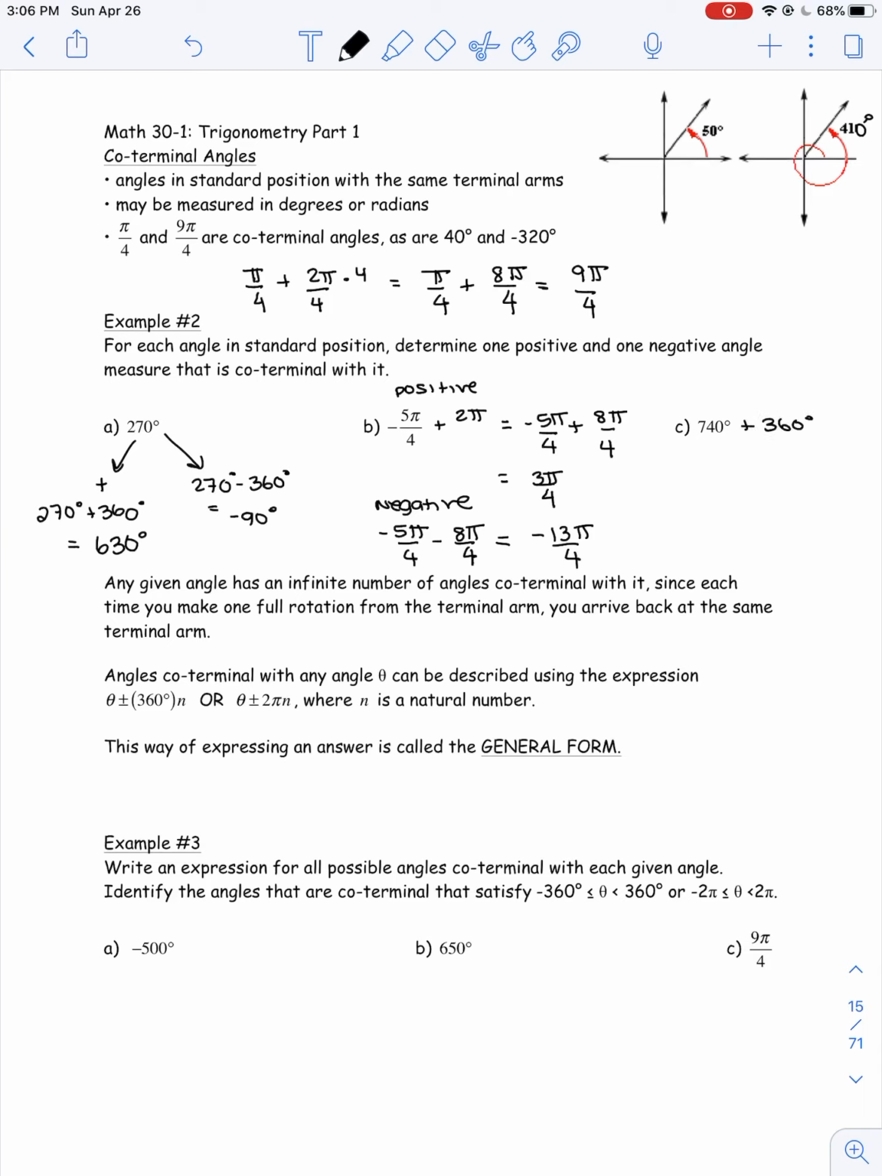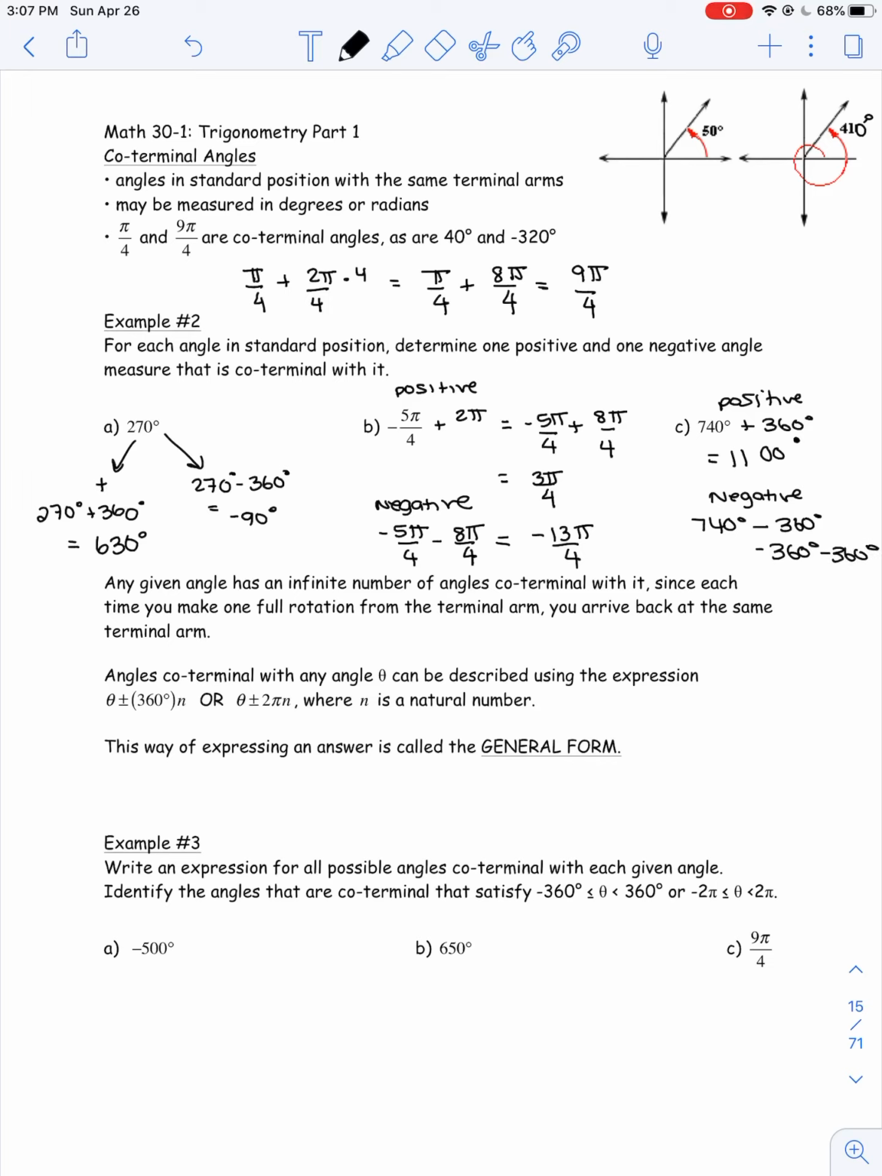Let's do the same thing for the next one. So we're going to add 360 to get to the positive coterminal angle. So 740 plus 360 gives me 1,100 degrees. And then the negative one, 740, we're going to have to subtract 360. But if you subtract 360, that's going to give us a positive coterminal angle. So what I need to do is subtract another 360 degrees from that answer. And that's going to give me 20 degrees.